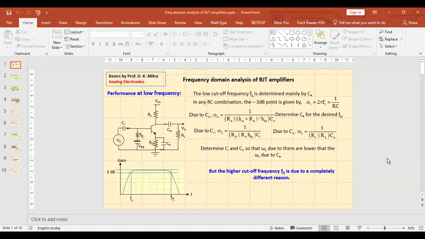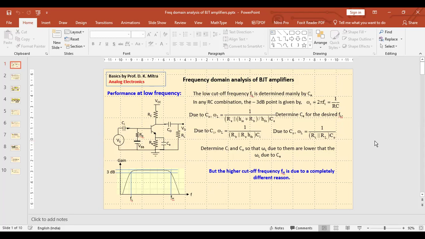Morning, students. Today we go to a new chapter, which is frequency domain analysis of BJT amplifier. I've already analyzed the amplifier in time domain. That means its voltage gain, current gain, input impedance, output impedance, and so many things. But frequency domain analysis, we have touched upon a little bit here and there, but we have not completely done the analytical investigation.